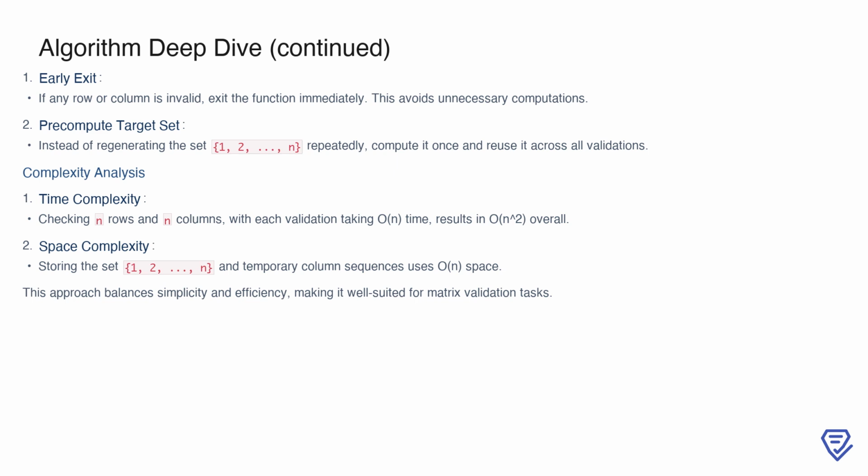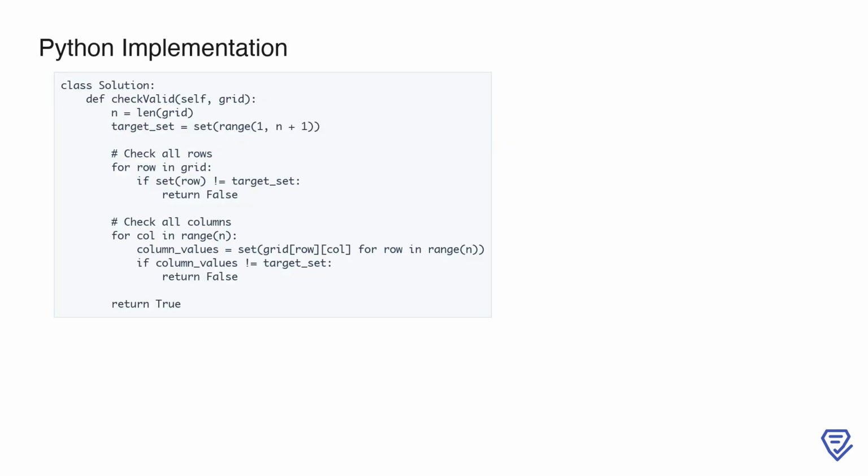Analyzing the complexity, we see that the time complexity remains n squared, as we must check all rows and columns, with each validation taking n time. The space complexity is n, as we need to store the target set and temporary column sequences. This balance of simplicity and efficiency makes the algorithm robust for matrix validation tasks, ensuring correctness while minimizing computational overhead. This solution verifies whether every row and column of the given grid contains all integers from 1 to n.